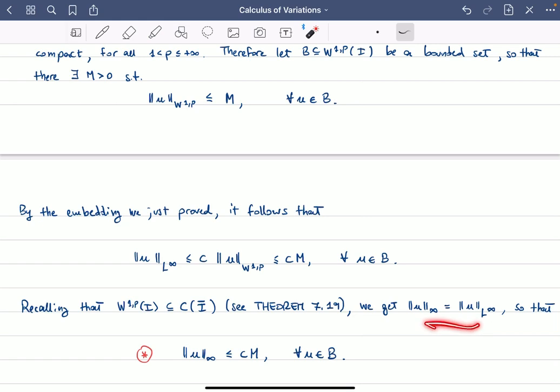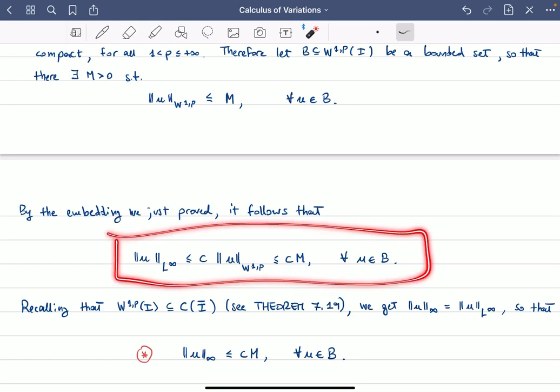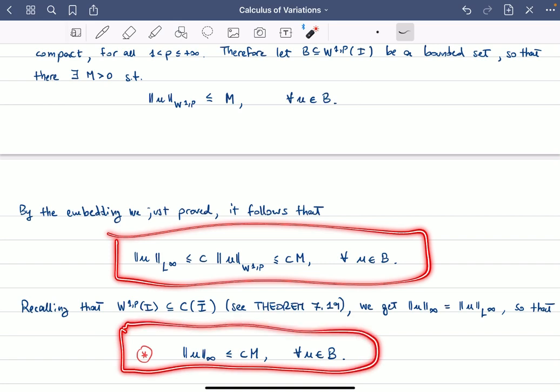Just think about it. In the regular case, this is just telling you to find the best constant which bounds the absolute value of U almost everywhere. And obviously, if U is continuous, the best constant is just the infinity norm by definition, so the supremum of the absolute value of U. And therefore, from this estimate, we obtain that the infinity norm of U is less or equal than Cm for every U in B.